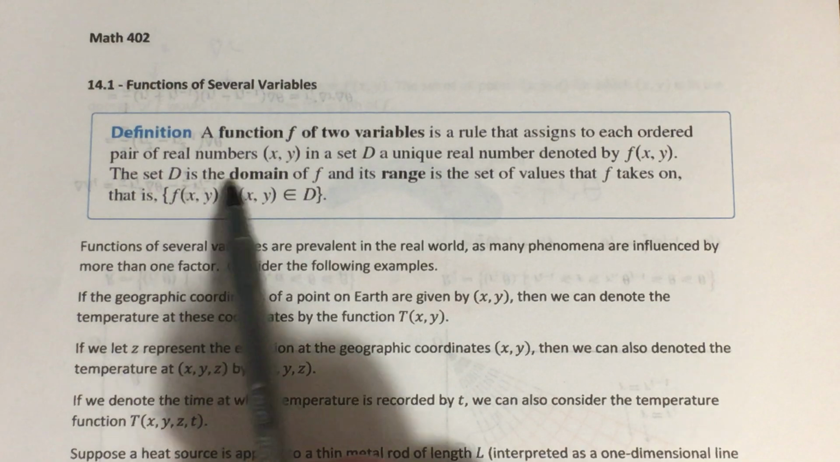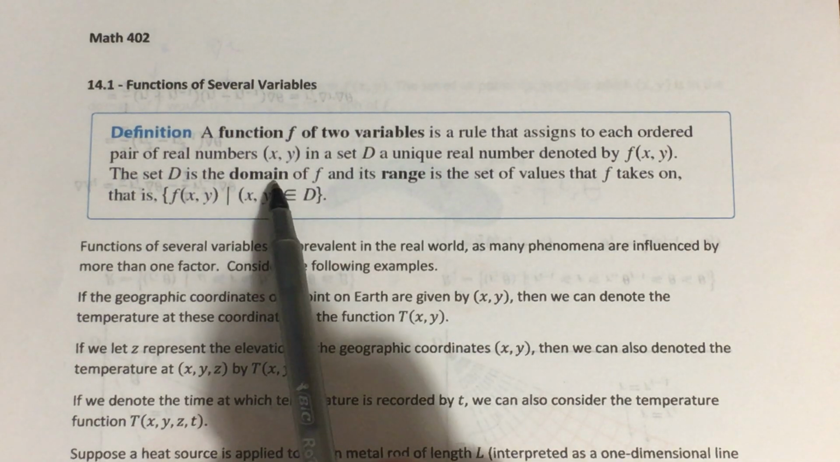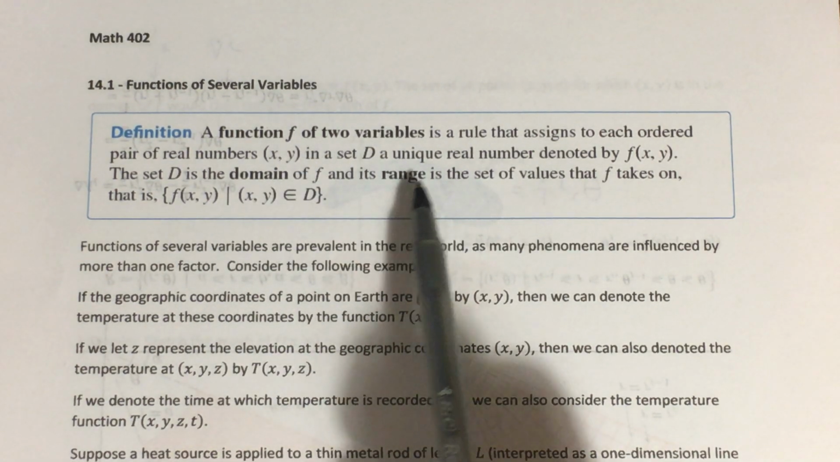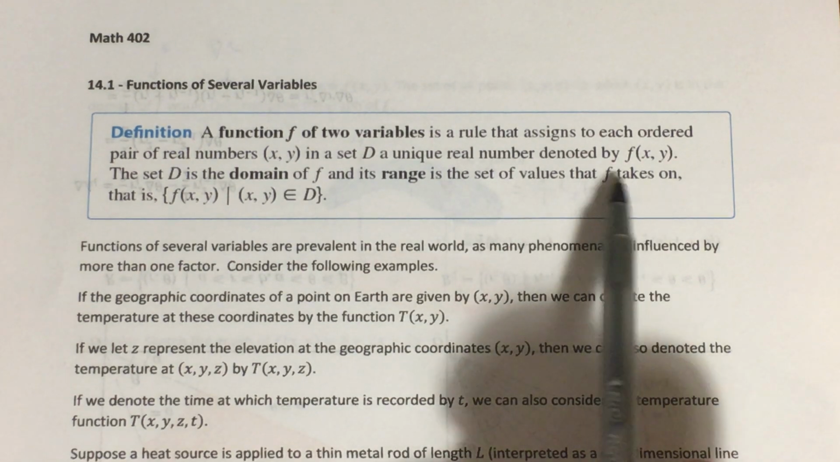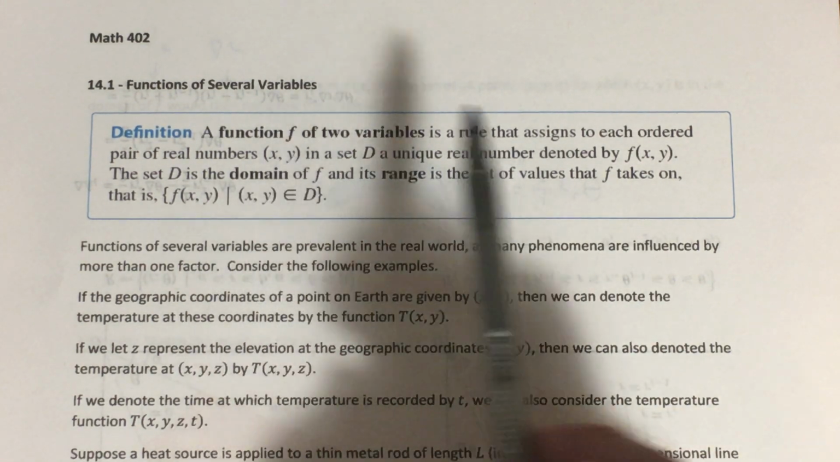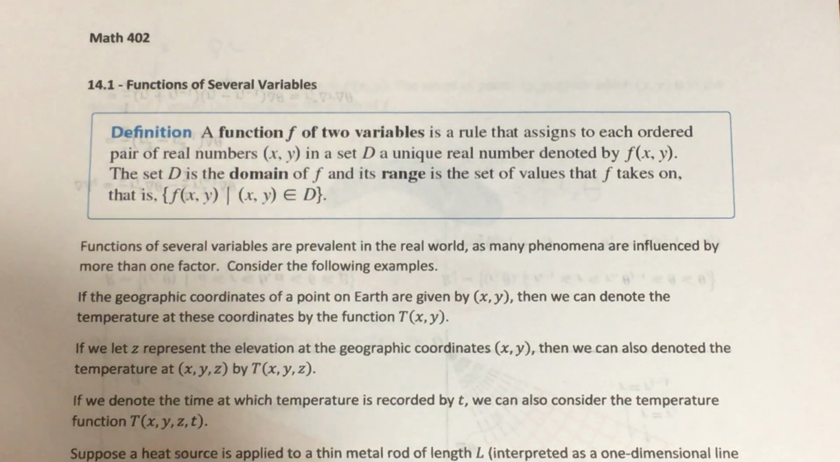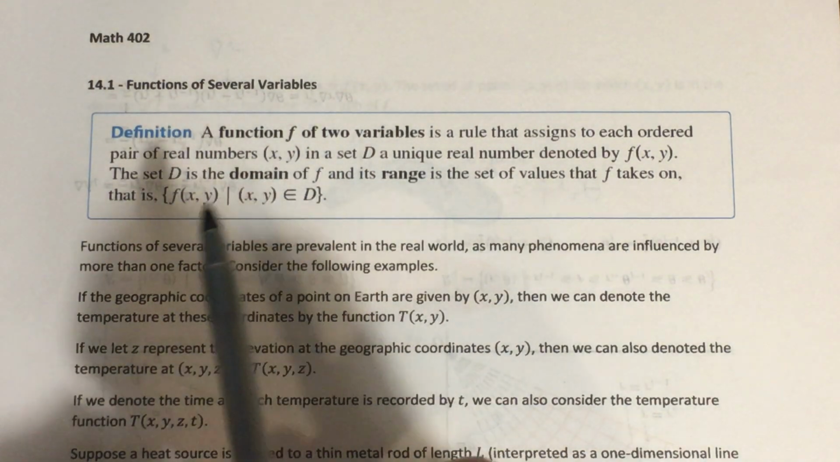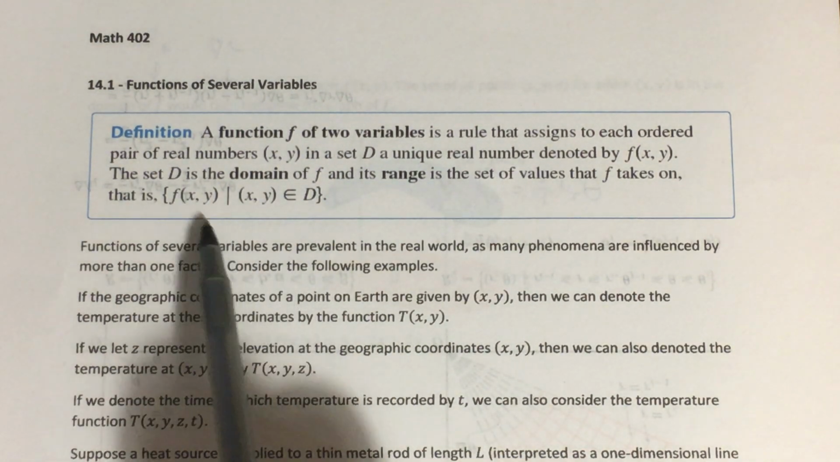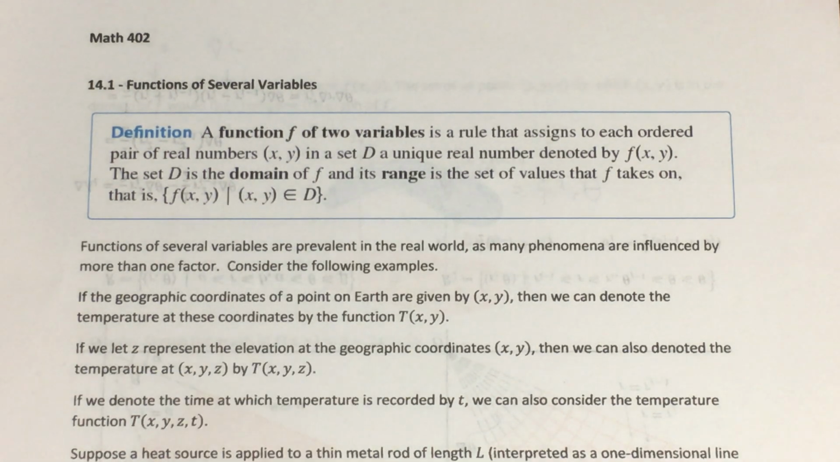The set D, like that's mentioned here, is what we call the domain of f, and the range is the set of all values that f takes on. So it's similar to domain and range for functions of a single variable, what you've seen before. This is just a set builder notation for the range of this function.